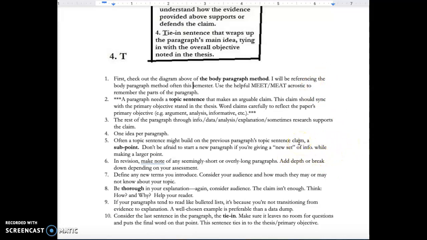Here's a little hint. If your paragraph is starting to turn into like a 300-word behemoth, you probably have more than one idea in there, or you have one very complex idea that needs breaking down. So if your paragraph is getting to be about a page long, it's time to start thinking about how you might break that paragraph down.